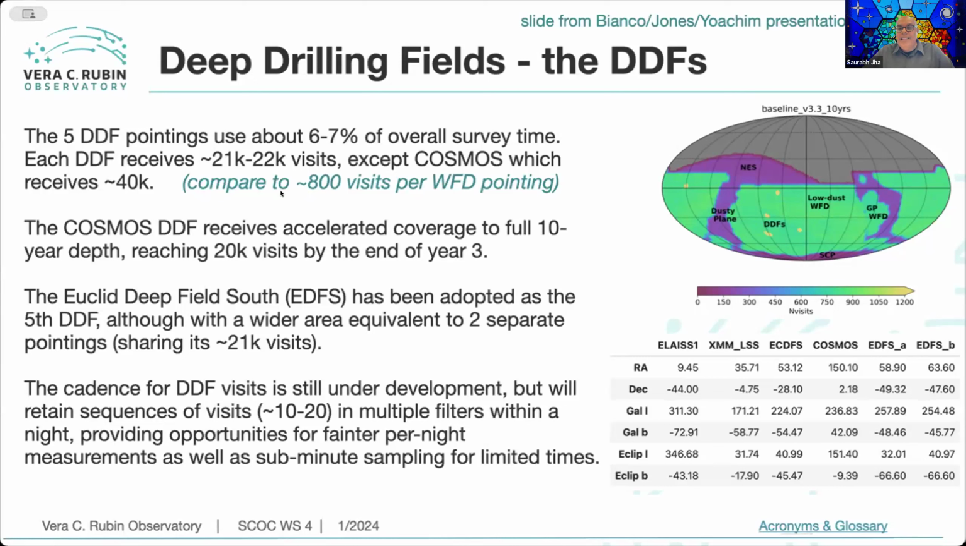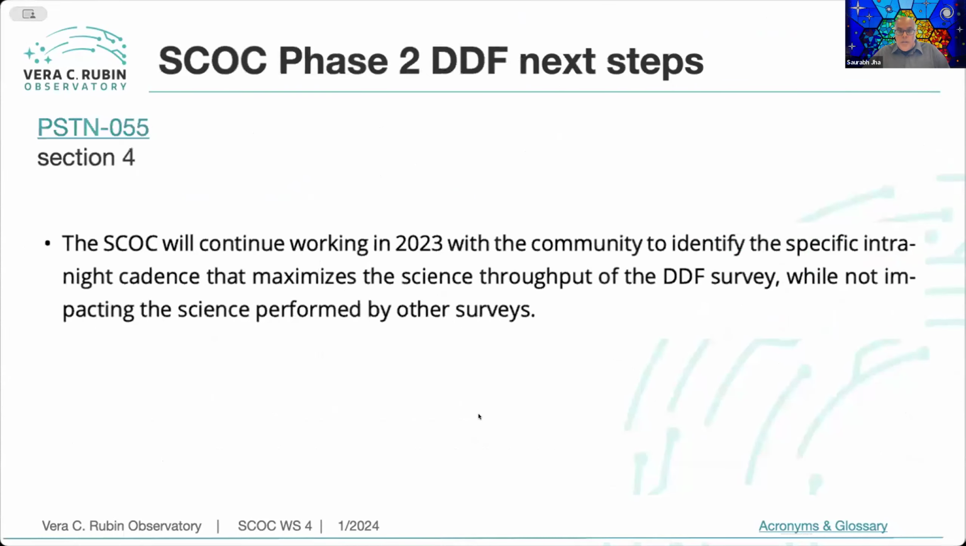And just to keep in mind, that's compared to about 800 visits per pointing for the wide, fast, deep. So it's much, much deeper, much more time on these regions. It enables a whole range of additional science. That's the whole idea of doing this, and the idea of spending a significant chunk of survey time on the deep drilling fields. So the phase 2 recommendation next steps said that the SCOC will continue working in 2023.